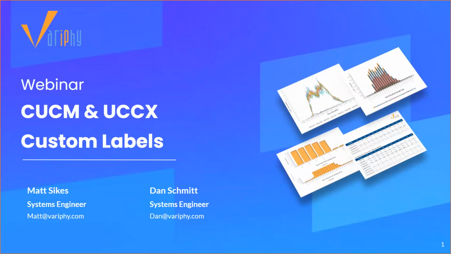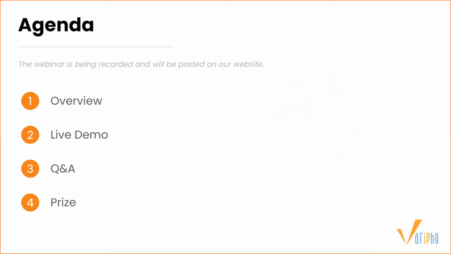And for today's webinar, we're going to focus on the new Variphy 12.2 feature enhancement, specifically the CUCM and UCCX custom labels. We're going to start off with a quick overview of our company and what we do. We'll jump into a live demo where Dan will guide us through creation and use of some custom label sets within Variphy 12.2. We'll pause for Q&A and get some of your questions answered.